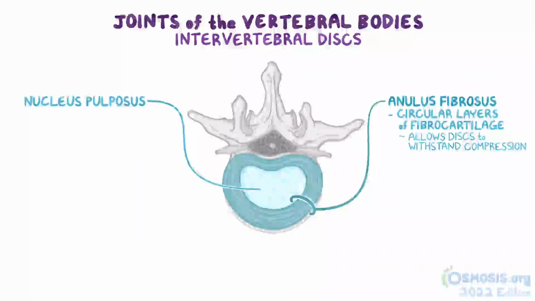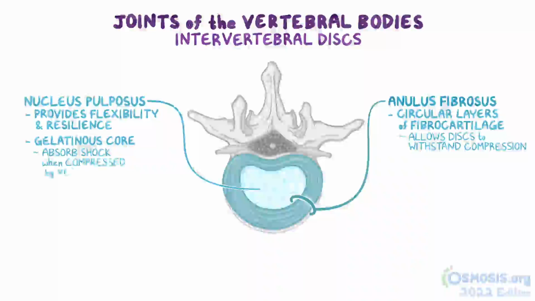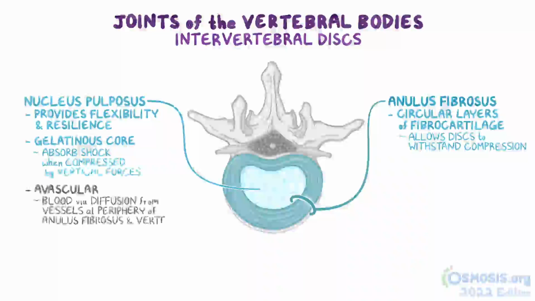Now, the nucleus pulposus provides both flexibility and resilience to the intervertebral discs, where the gelatinous core allows the discs to absorb shock when they're compressed by vertical forces. The nucleus pulposus is avascular, receiving blood via diffusion from vessels at the periphery of the annulus fibrosus and vertebral body.